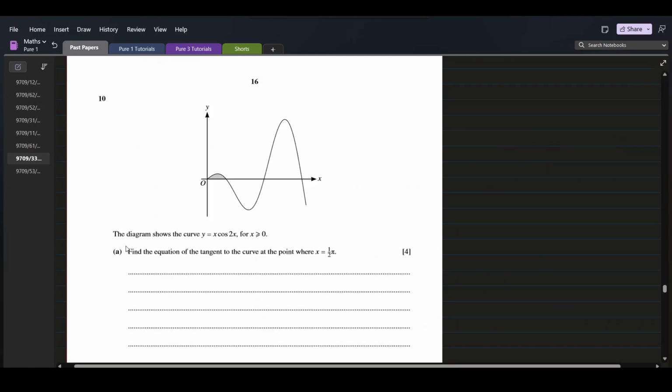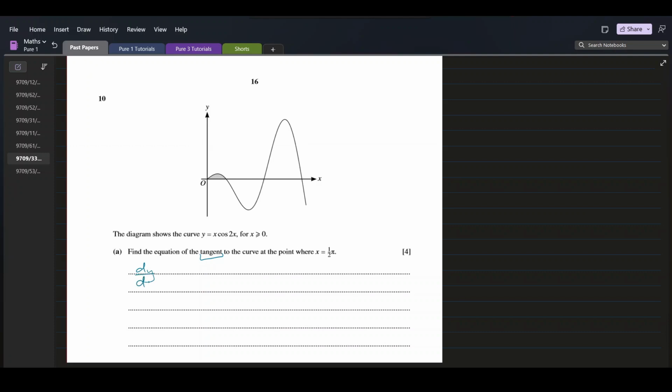Number 10. The diagram shows the curve y equals x cos 2x for x greater than or equal to 0. Part A. Find the equation of the tangent to the curve at the point where x is equal to 1 over 2 pi. Okay, since we want the equation of the tangent to the curve, we're going to have to find dy/dx first.